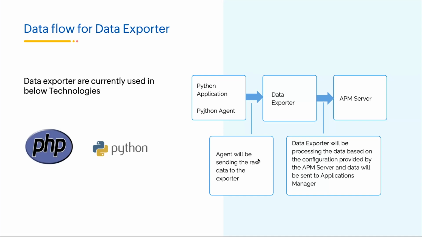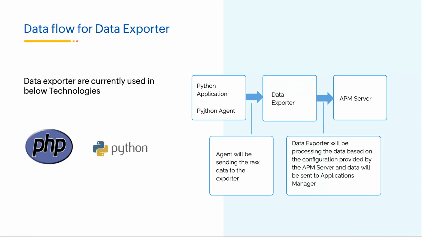A single instance of the data exporter is set up to handle data processing for multiple applications. Once it's deployed, it functions as an intermediate layer between the applications and the Applications Manager server. How it works is the applications continuously generate performance data. The embedded agents, the Python or PHP agents, capture this data, and the data exporter aggregates, filters, and formats the collected data to meet Applications Manager's data structure and formatting requirements.